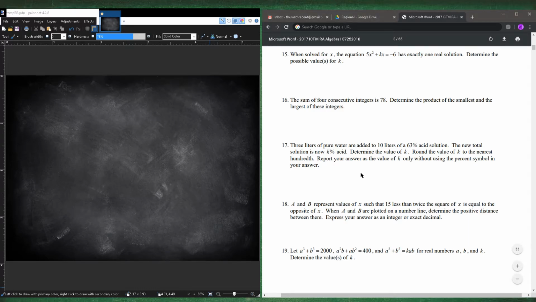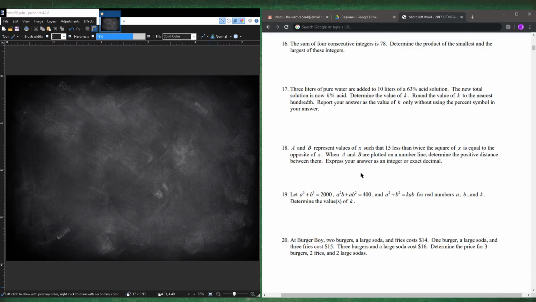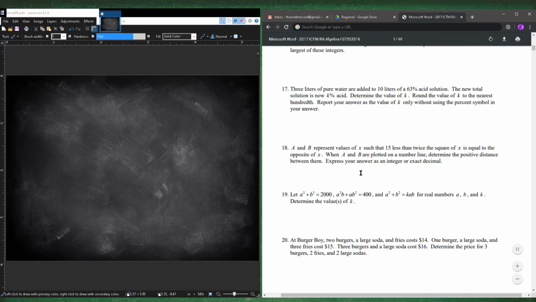Number 17. 3 liters of pure water are added to 10 liters of 63% acid solution. The new total solution is now K% acid. Determine the value of K. Round the value of K to the nearest hundredth. Okay? And you don't have to use a percent symbol.